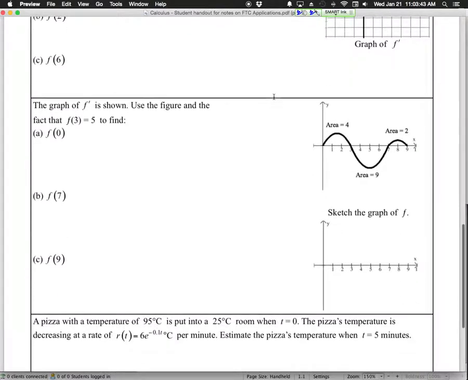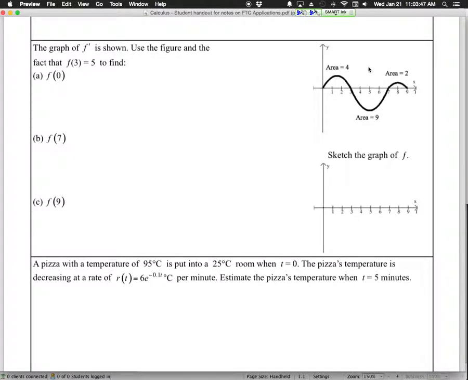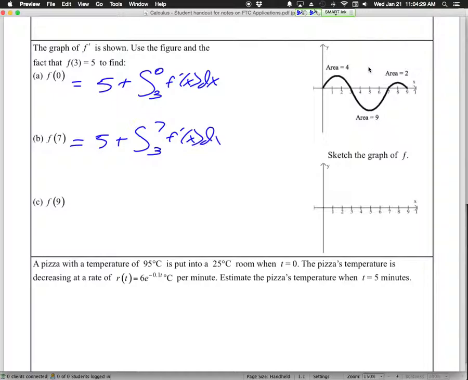Next one. And again, we're ignoring the graph to begin with. So, Shanine, set it up for me to find f of 0. Ignore the graph. 5 plus the integral from 3 to 0. Very good. All right, Chelsea, set it up to find f of 7. 5 plus the integral of 3 to 7 f prime of x dx. Very good. Kaylee, set it up for f of 9. 5 plus the integral from 3 to 9 of f prime of x dx. Very nice. Any questions on those 3 setups?